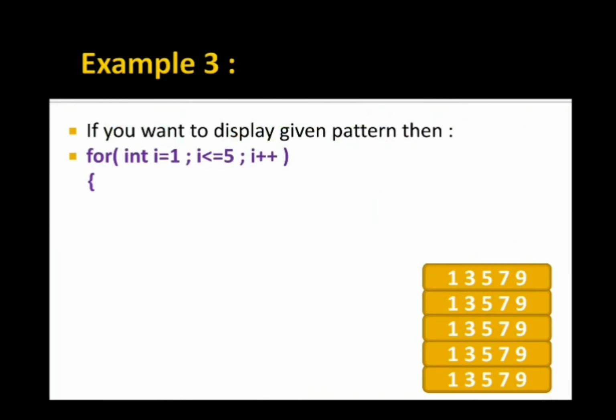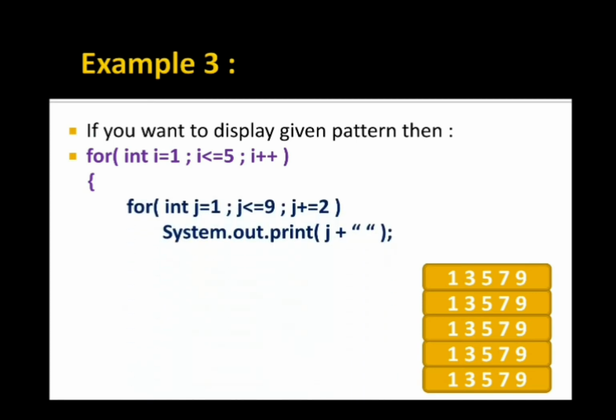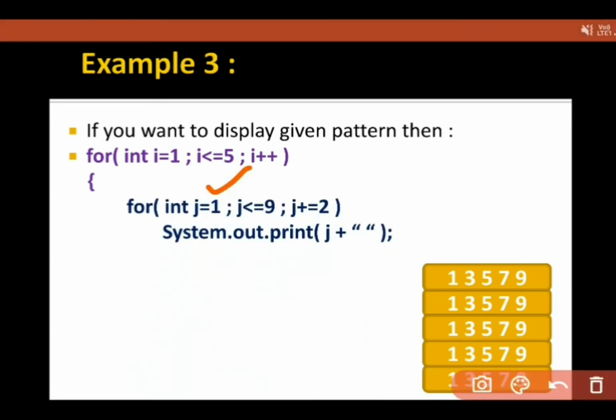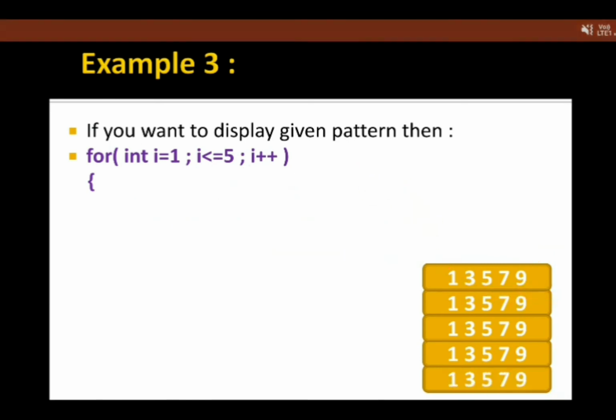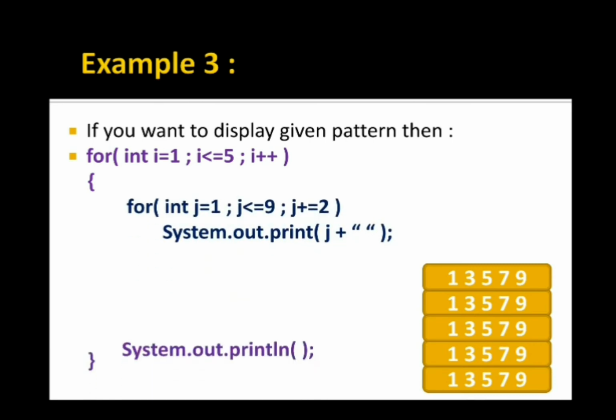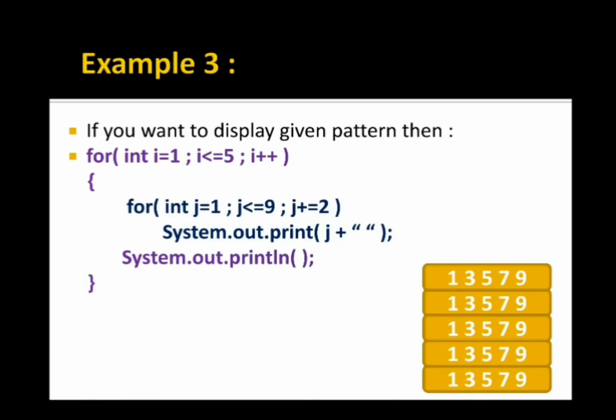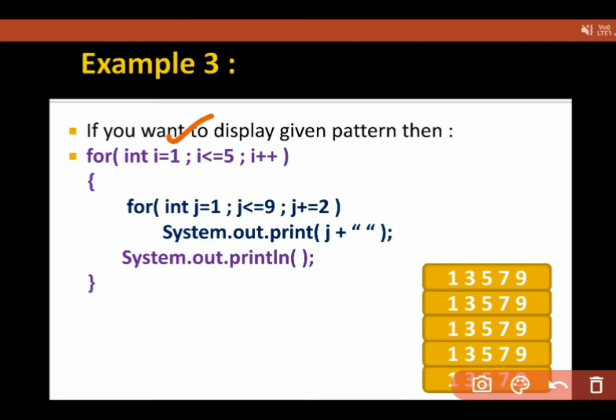See, I told you my i is going to count the value from 1 to 5, because the activity I have to do, 5 times I have to repeat it. The inner part, see, starts from 1, ending on 9, increasing with 2. And we have to just display our j. After executing this activity, we have to change our line. That's why, see, I had written System.out.println. I'm repeating my activity 5 times.